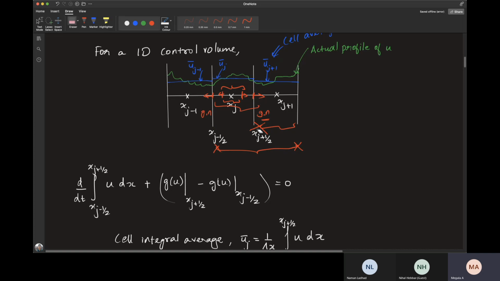But will it be possible to say that because we have conservation in this region, that is, any rate of change of quantity in this region is equal to the fluxes at the interfaces, that this ensures that any rate of change of quantity here is equal to the fluxes at the interfaces?